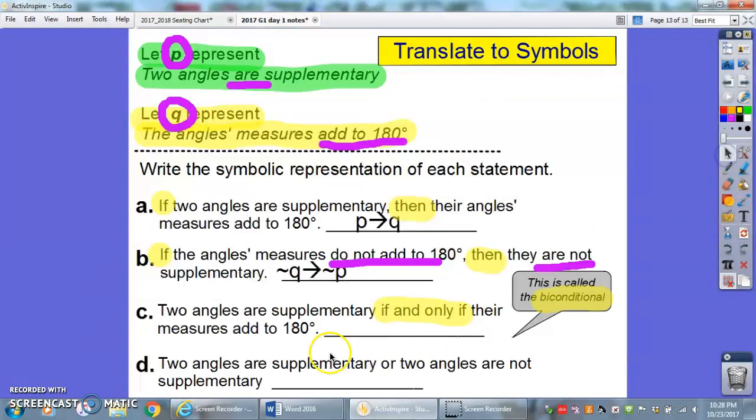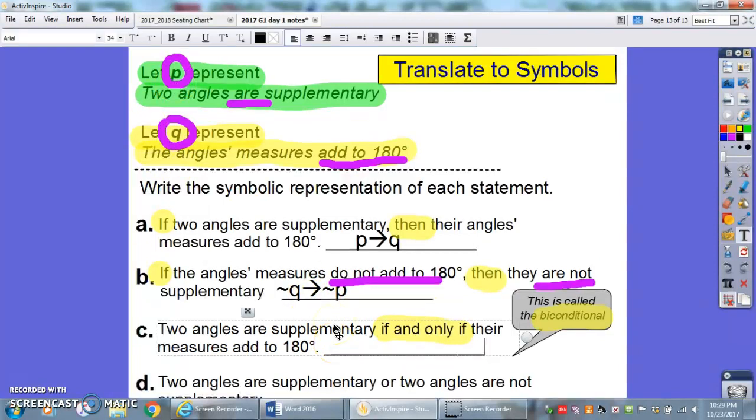Anyways, the biconditional symbol is my double-sided arrow. So if and only if is the double arrow. So we're gonna go ahead and see what letters go outside that arrow. So two angles are supplementary. That was letter P. So P.